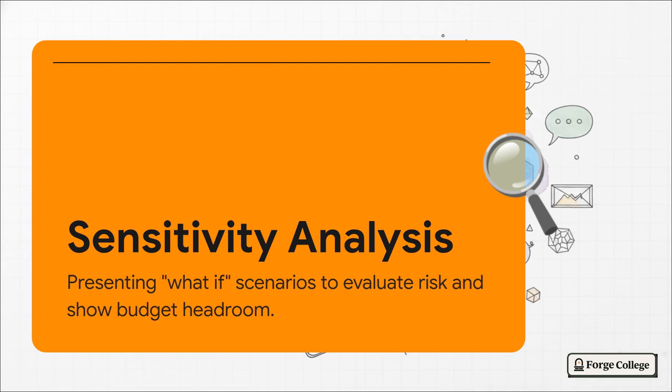You have to do a sensitivity analysis. Present what-if scenarios. What if the network gets congested and priority fees spike? What if the user inputs massive calldata? Give them a conservative range. Document your assumptions for the upper and lower bounds, and show them the actual budget headroom.